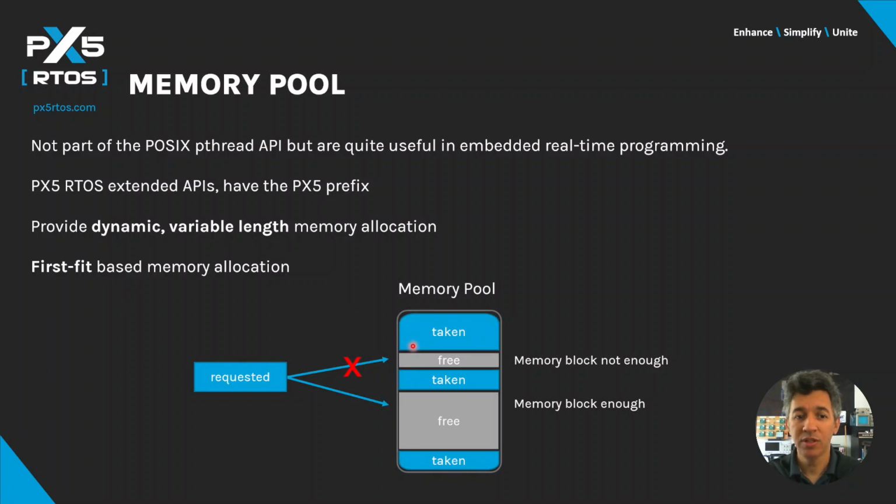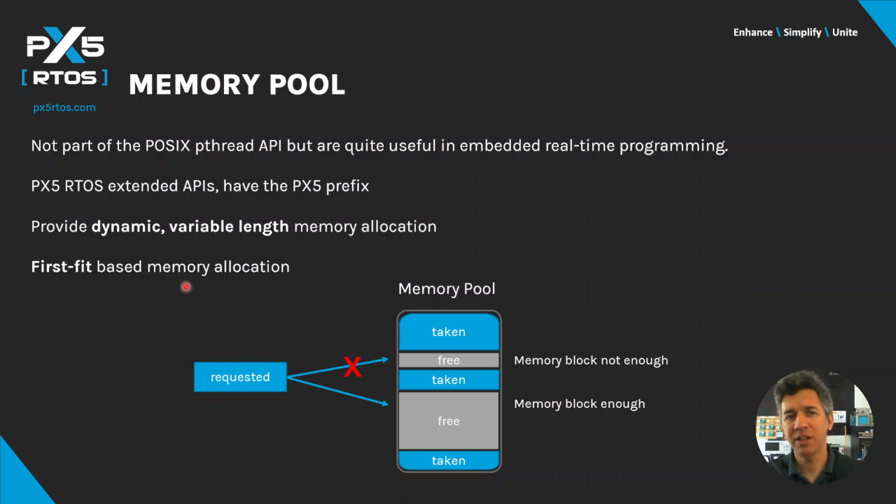So in this example, the first block is taken. The second one is free, but it doesn't have enough memory to support this request. Next one is taken, and the next one is free, and it has enough space to support this request. So PX5 RTOS will allocate this block within this free memory space. So in summary, you need a memory pool for dynamic and variable length memory allocation. There is also support for fixed size, and the memory pool works with first fit based memory allocation.